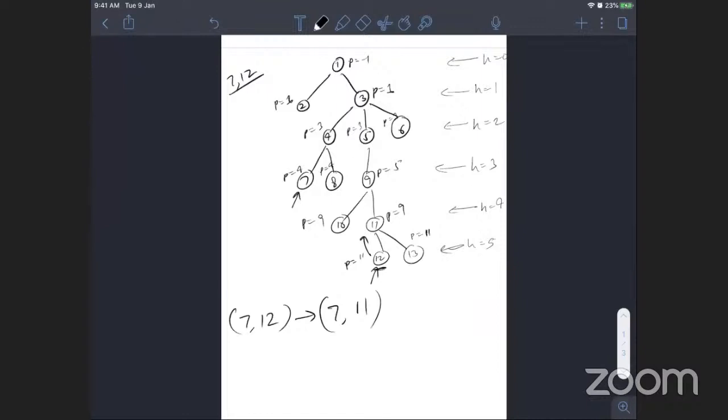Now we'll again see in 7, 11, who is the guy that's deeper? 11 is still deeper. 11's height is 4, 7's height is 3. So we'll make him climb one more step up, and now that goes to 7, 9. Now we'll again ask whose height is deeper.